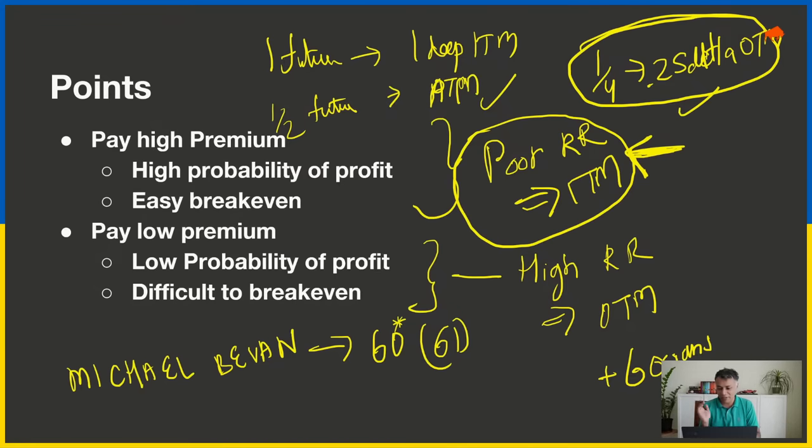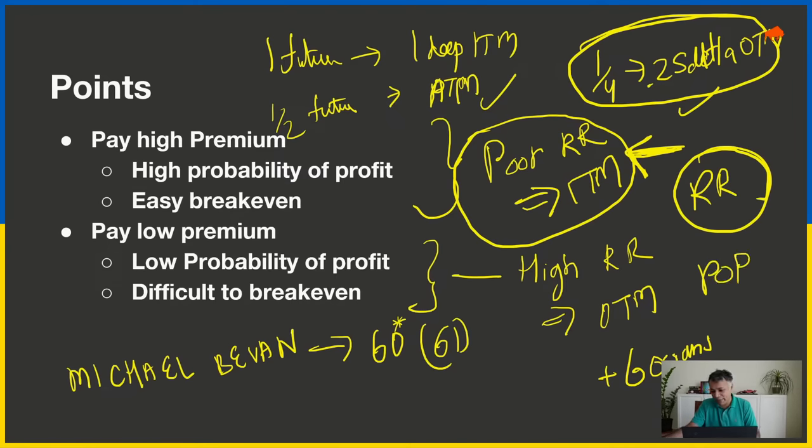And this is the thing you have to understand. They are trying to do option selling with risk. So everybody is aiming for getting good RR, and getting bad RR and high pop. So basically option selling is a high pop, low RR game. It is Michael Bevan. I'm just making this analogy because Michael Bevan always has a high average. And if you look at your trading P&L as a cumulative average, you have to be Michael Bevan, right?